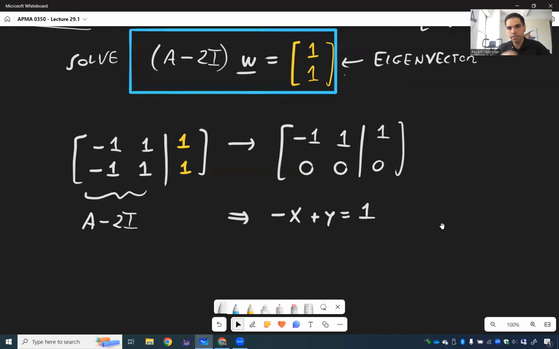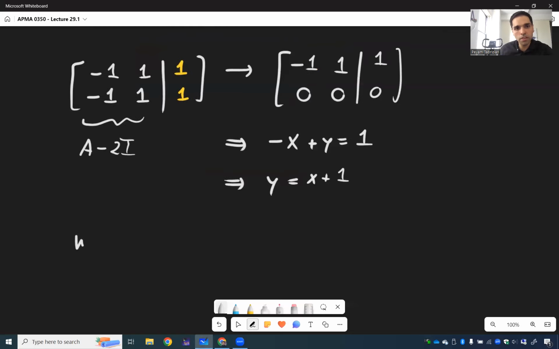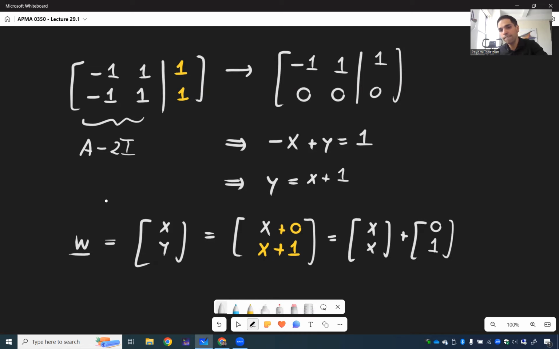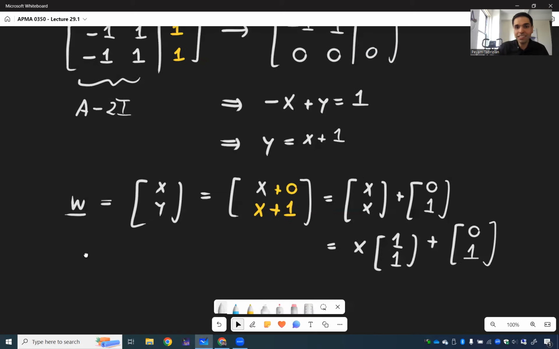And that would give you minus x plus y equals 1. And so y is x plus 1. And so in this case, your vector w, which is (x, y), that is (x, x plus 1). But really, x is x plus 0 here. So this becomes x(1, 1) plus (0, 1). So in fact, you have your eigenvector and this new vector, which is (0, 1), and that's the thing we want.